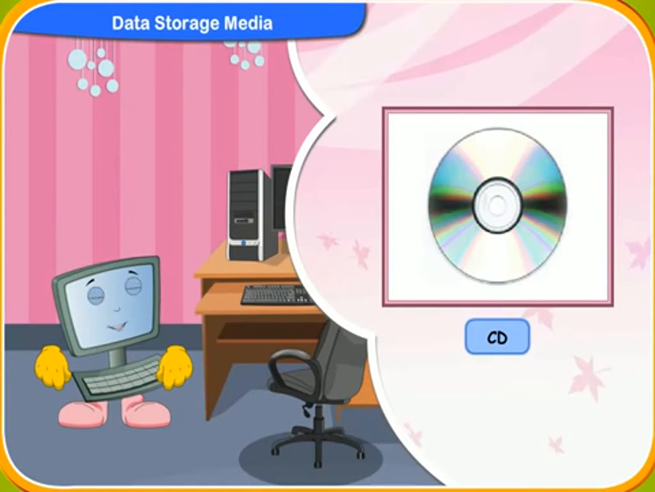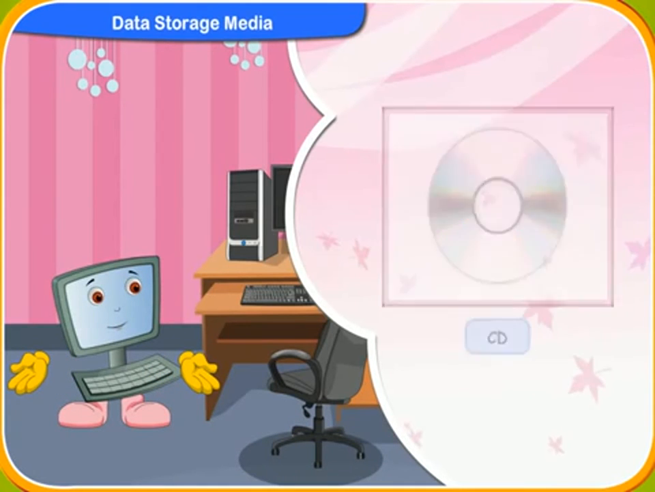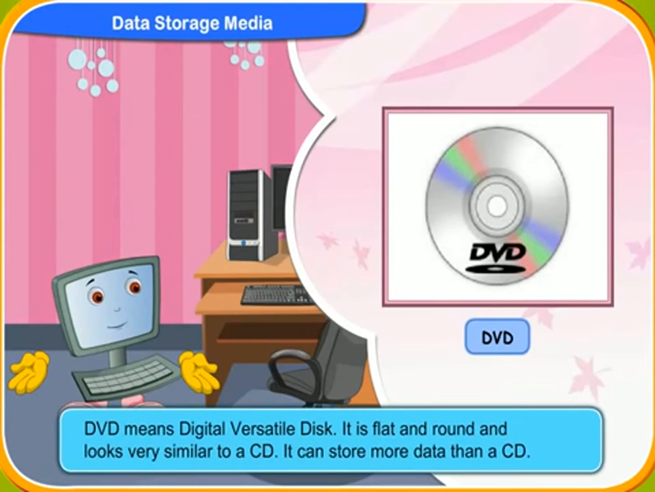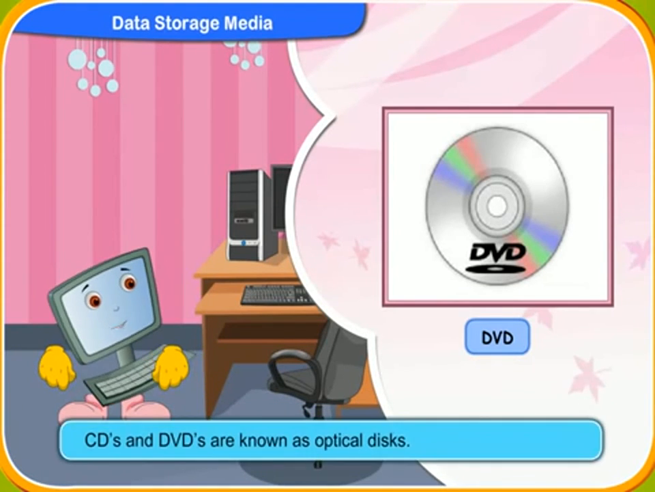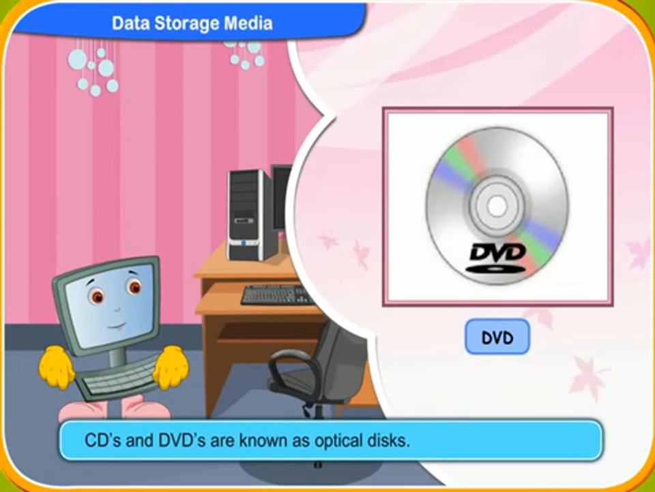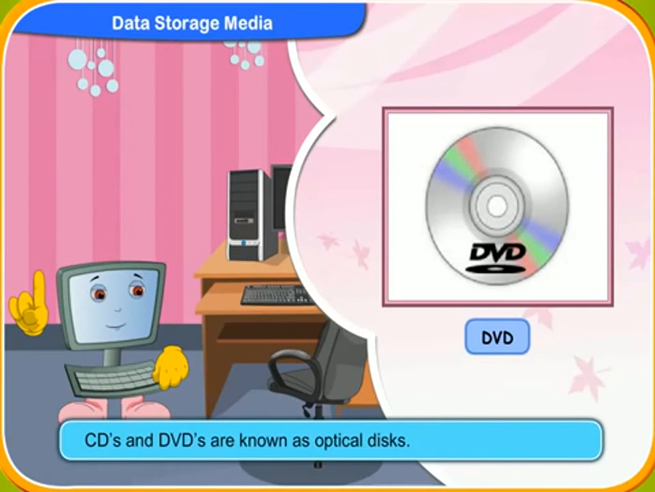That's right, Rennie. And what are DVDs? DVD means digital versatile disc. It is flat and round and looks very similar to a CD. It can store more data than a CD. Correct. CDs and DVDs are known as optical discs.